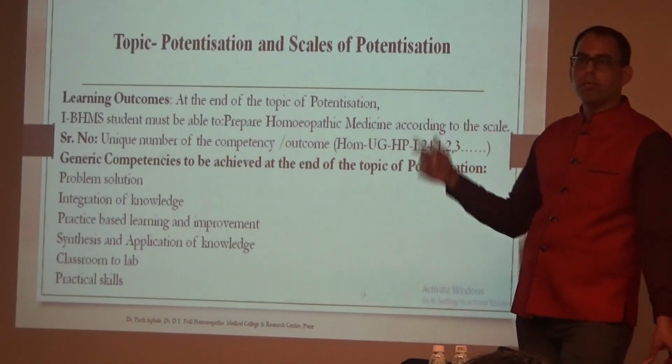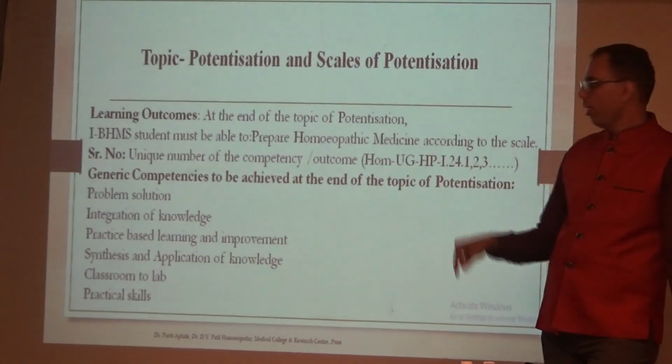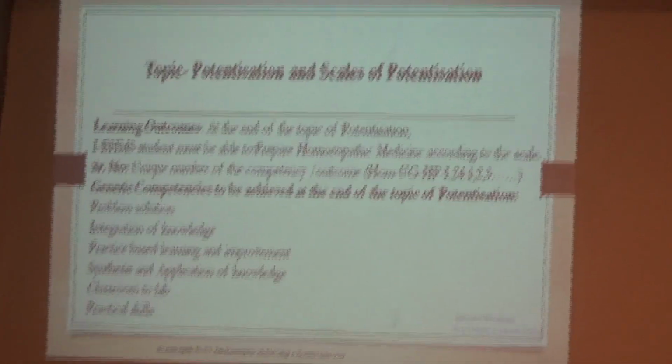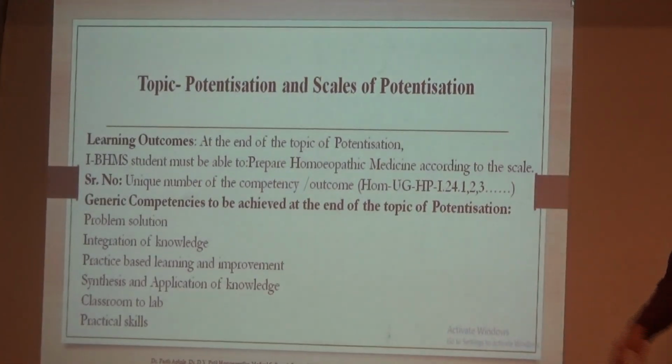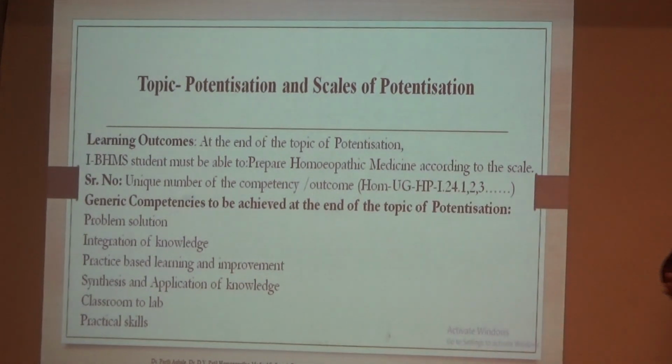Classroom to lab. We are teaching potentization in the classroom, but he has to now apply it in the laboratory, and practical skills, because practical demonstration is required for potentization. This is how the generic competencies have been defined for each and every topic. So this is an example of potentization. What will be the generic competencies required? He must have the knowledge, he must be able to apply the knowledge, integrate, synthesize the knowledge, problem solving, classroom to lab transfer, as well as practical skills.